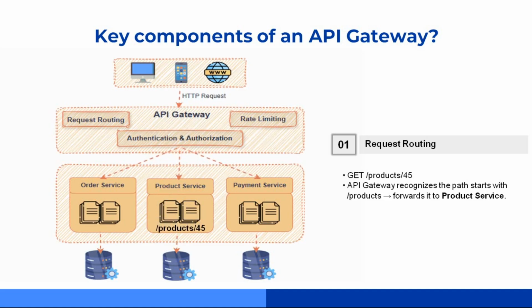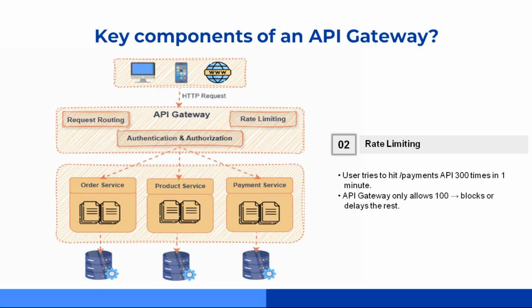For example, imagine a request comes in /products/45. The request router sees that the path starts with /products and sends it over to the product service. Now, if the request was /orders/123, it would route that to the order service instead. So think of request routing like an airport traffic controller, guiding every incoming request to the right terminal, or in this case, the right service.